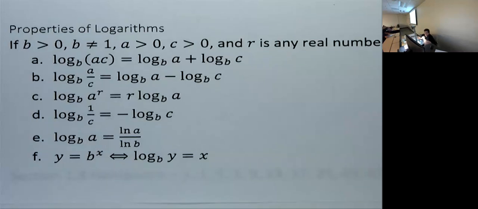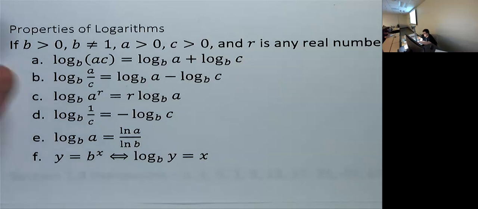So we want all of the values b, a, and c to be greater than 0. So everything needs to be positive. r can actually be any real number. r only shows up in line c. Everything else, b, a, and c have to be greater than 0.